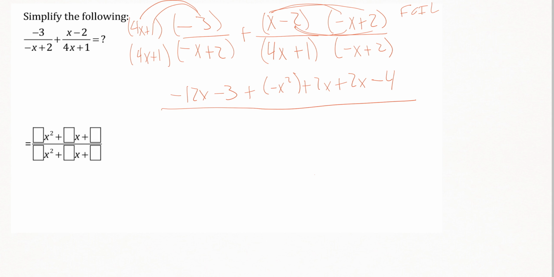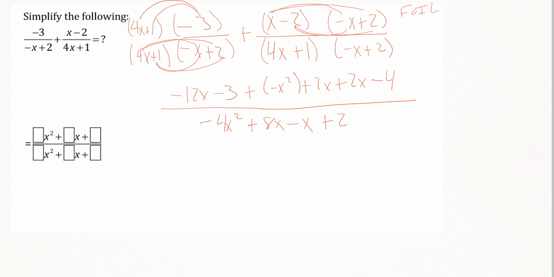And now on the bottom, because I'm really just using a single common denominator, I only need to do the FOIL process with one of these, since the bottom will be the same on both of them. So I'm just going to use the first one. So 4x times negative x is going to give us negative 4x squared. 4x times 2 is going to give us a positive 8x. 1 times negative x is going to give us negative x. And 1 times 2 is going to give us a positive 2.